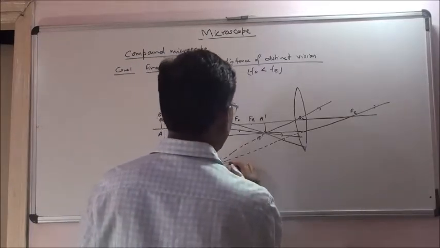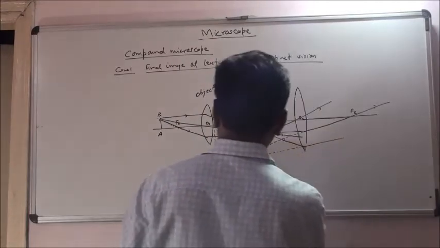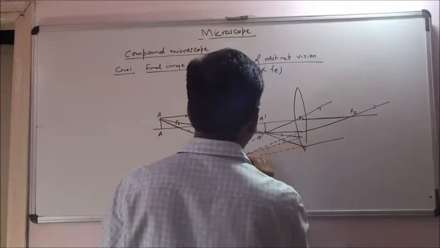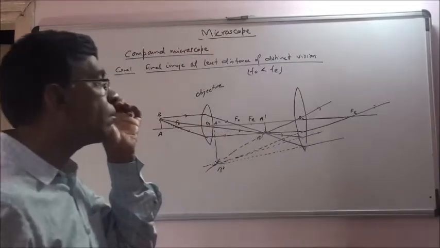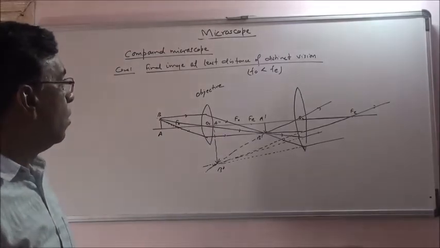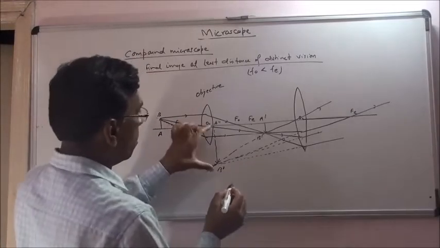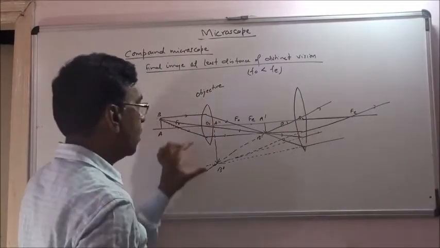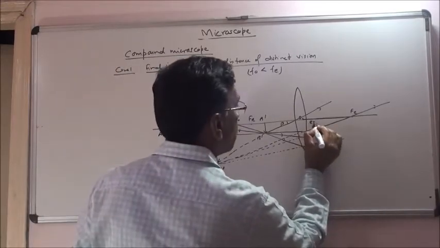And I can complete even these rays, and so on. Even this ray can be completed. Okay, now to find out magnifying power again here. This is the final image. So this is beta, the angle subtended by the final image. I will be very close to this lens.